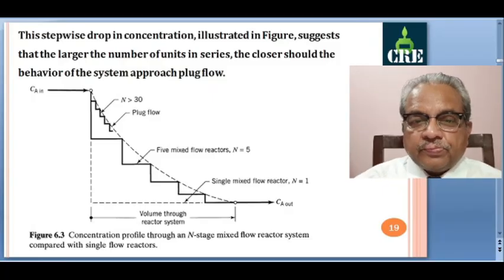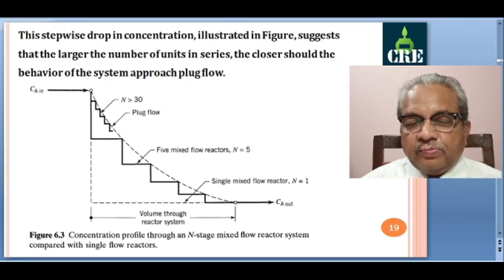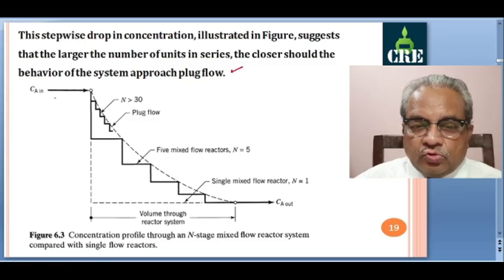Now we will see the concentration profile through an n stage mixed flow reactor system as compared to the single mixed flow system. Single mixed flow reactor, and there can be n. n may be 2, 3, 5, 30, anything. So here, what this figure suggests is that the larger the number of units in series, the closer is the behavior to plug flow. So you can see here, these are the stages shown.